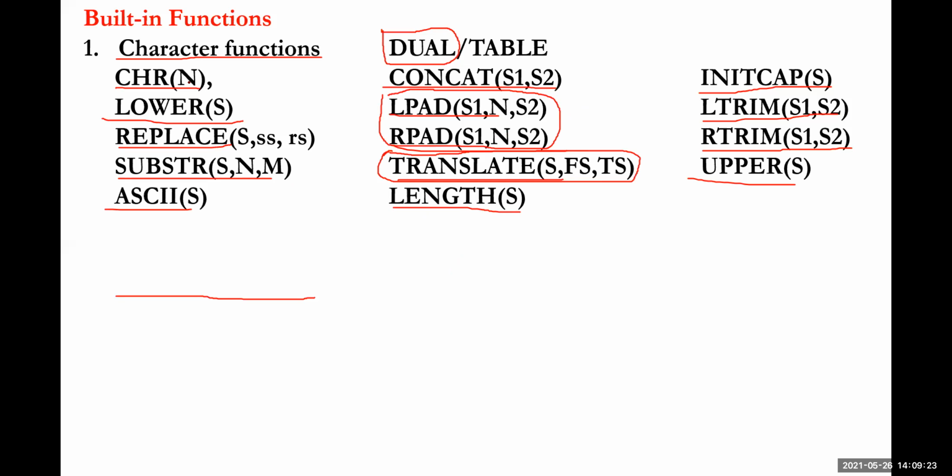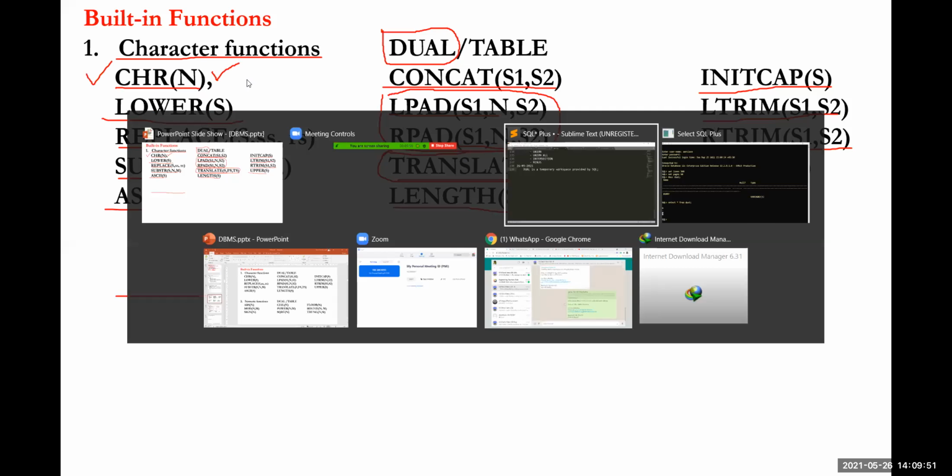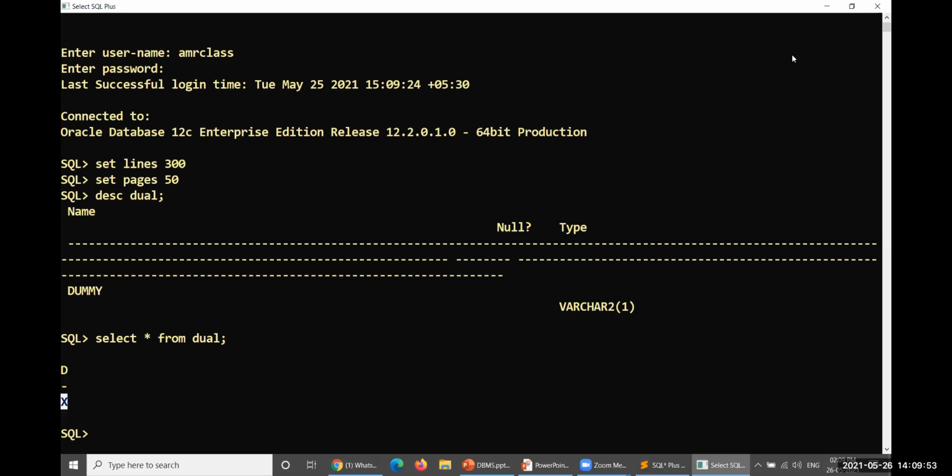What is the meaning of this particular function, CHR? This function always takes one numeric value. N is a numeric value, and S, S1 or S2 are considered strings. So we take one numeric value, and the ASCII character associated with that numeric value will be displayed. Let me show you using SQL here. Clear this here.